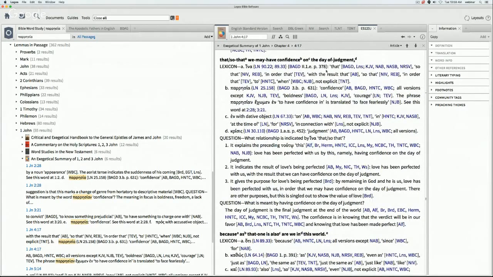And we can see the different possibilities of translation. And then it also has really helpful questions, such as what is the relationship indicated by that or so that, and what is meant by having confidence on the day of judgment. And then it lists the different possibilities and the different resources that take that position. Really, really helpful, and can really help you understand the full possibilities of the text.